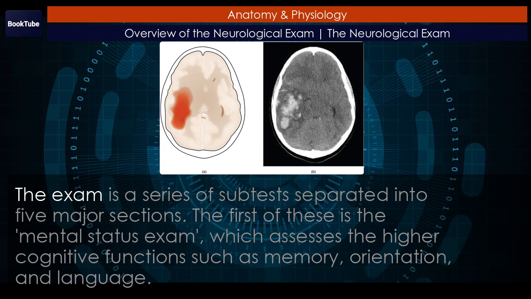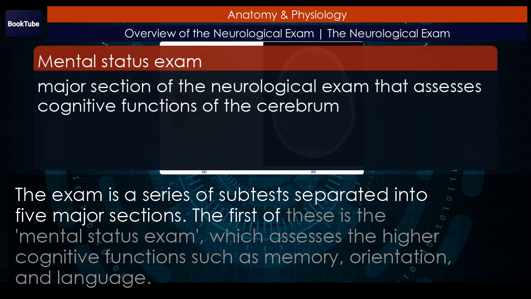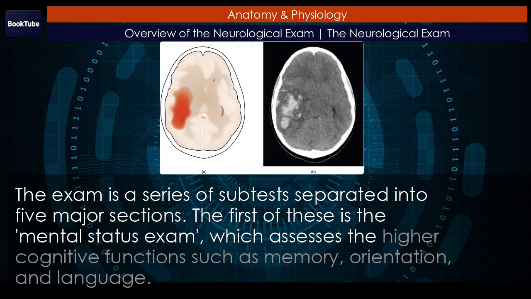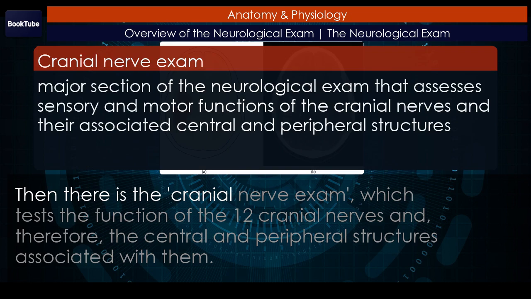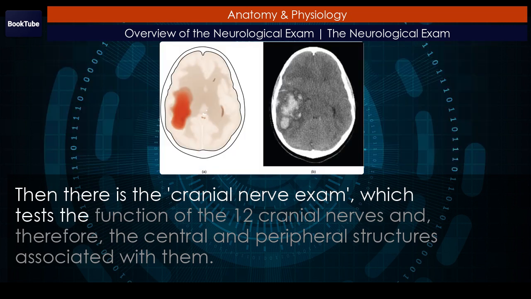The exam is a series of subtests separated into 5 major sections. The first of these is the mental status exam, which assesses the higher cognitive functions such as memory, orientation, and language. Then there is the cranial nerve exam, which tests the function of the 12 cranial nerves and, therefore, the central and peripheral structures associated with them.